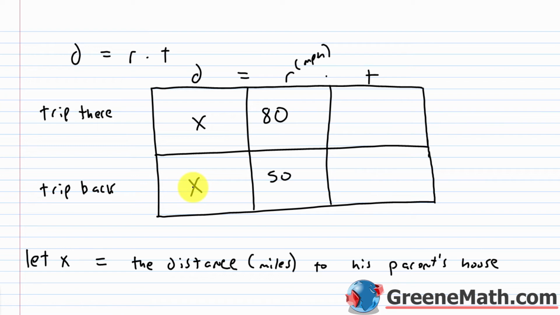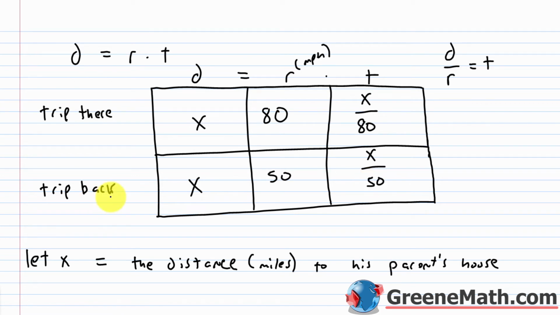Now, what about time? Again, we saw this in the last section where we said that we could find time by algebraically manipulating this formula. If I divide both sides of this equation by r, I would have that distance over rate is equal to time. So I have a distance of x over a rate of 80, so that's my time for the trip there. For the trip back, I have a distance of x over a rate of 50, so x over 50 is my time for the trip back.